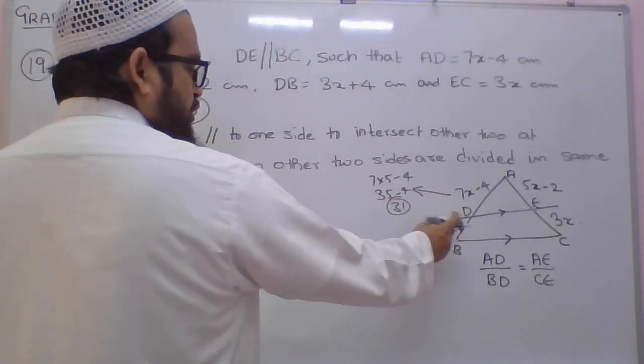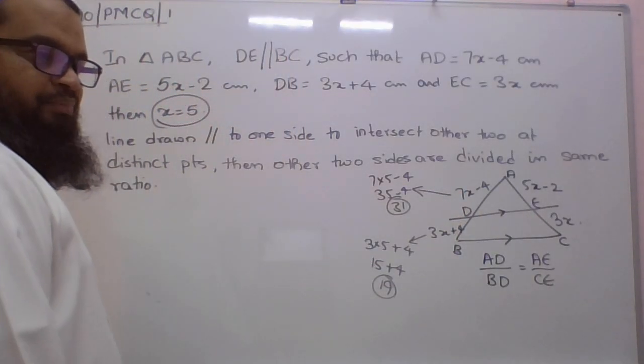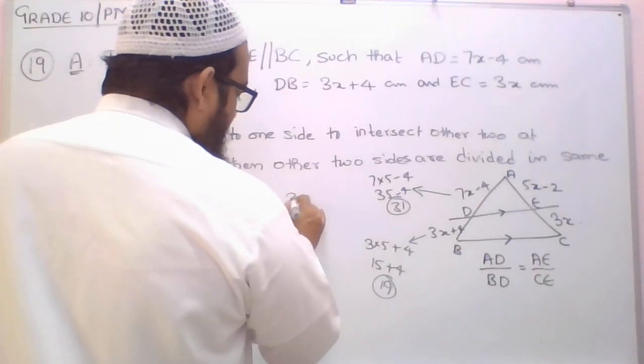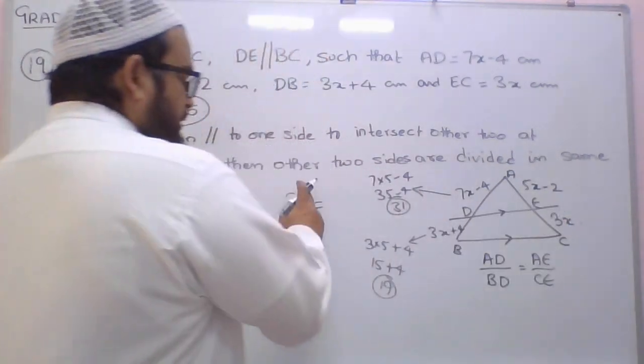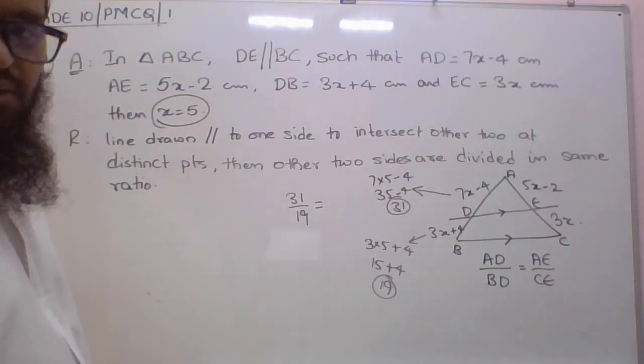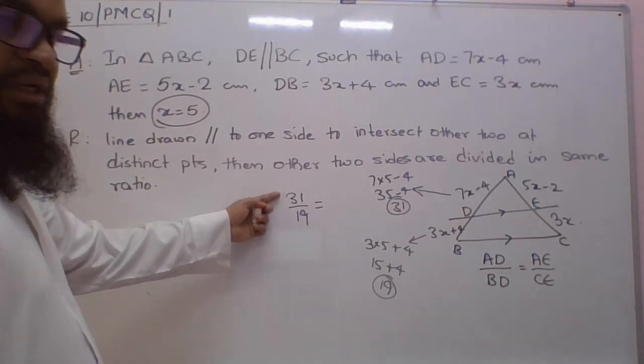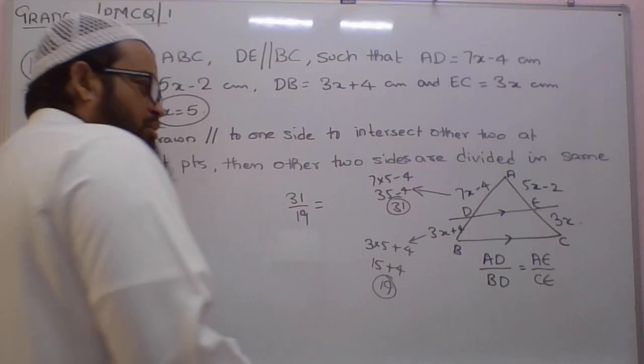So what is the ratio on left hand side? 31 by 19. So 31 divided by 19. It should be equal to right hand side. So 31 and 19, are there any common factors? No, 19 is a prime number, 31 is a prime number. So there is no common factor.